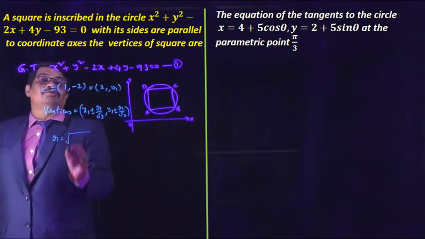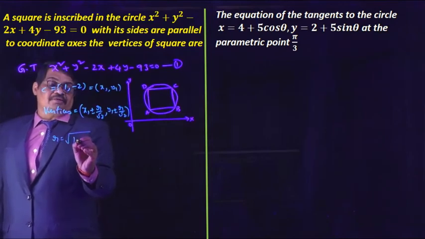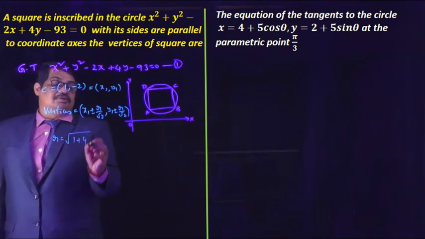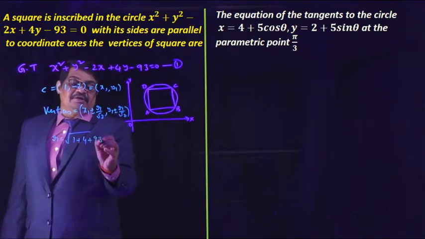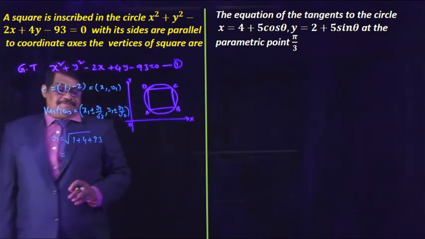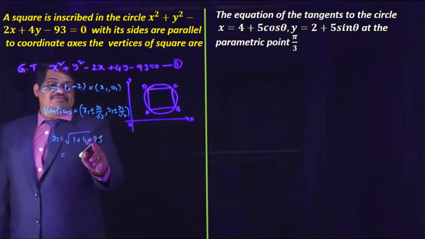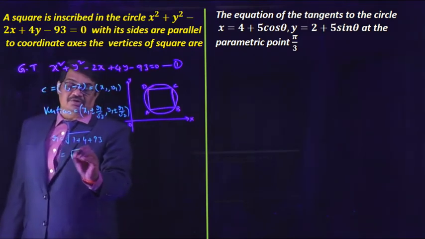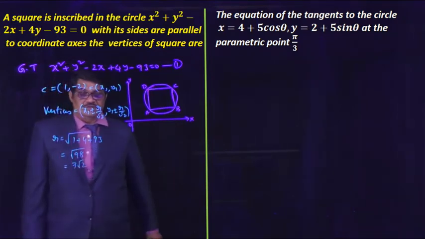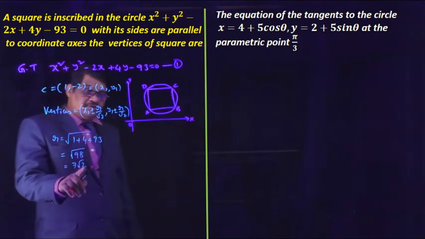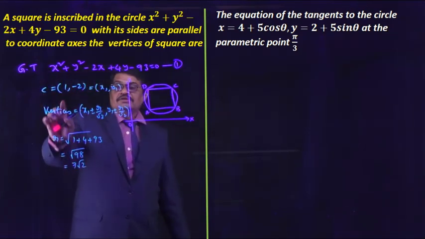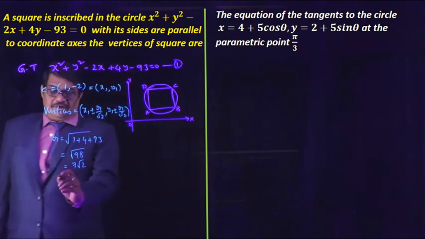R is equal to root of 1 square plus 2 square, that is 4, minus of minus c, that is 93. So here 93 plus 4 is 97, 98. Root of 98, that is 7 root 2, since 49 2s are 98. So r is equal to 7 root 2. Now we have to find the vertices.